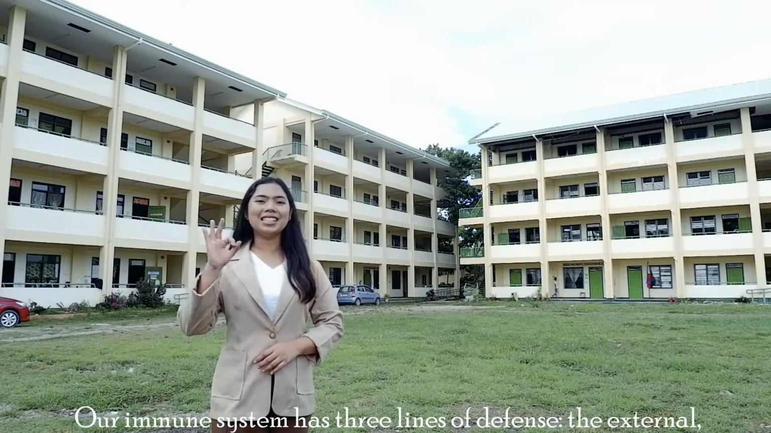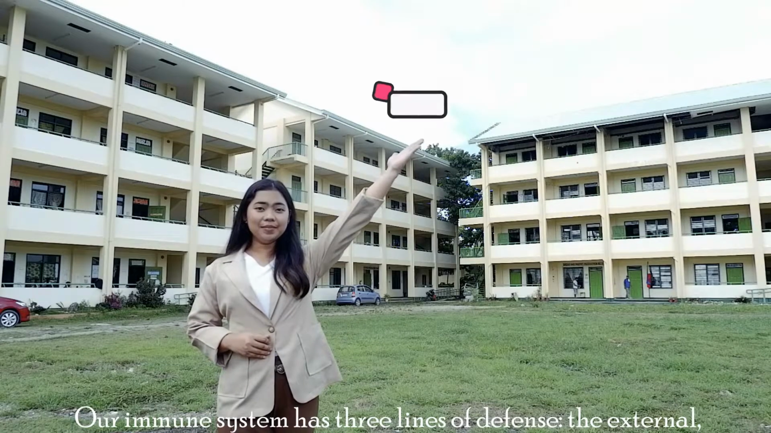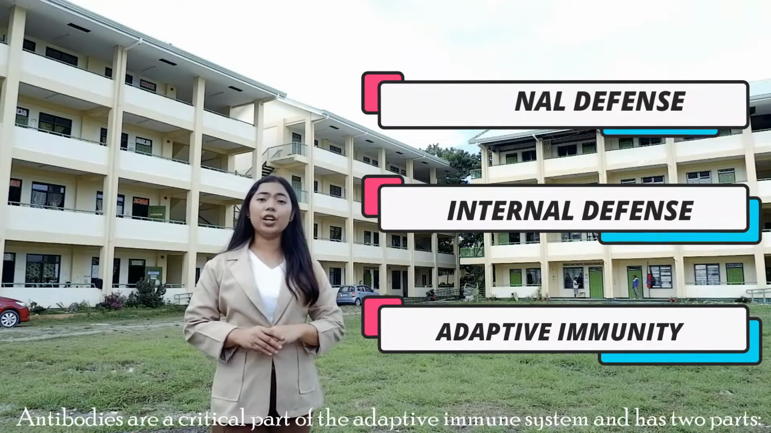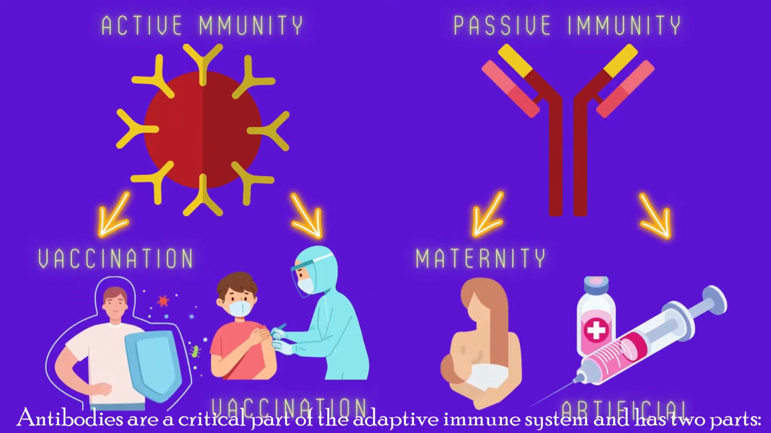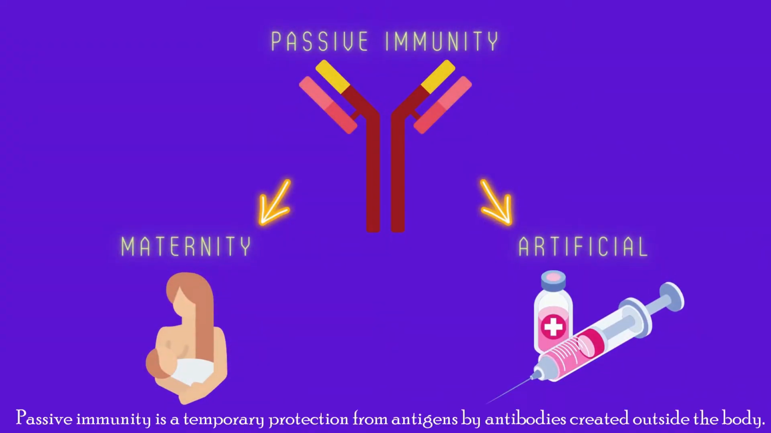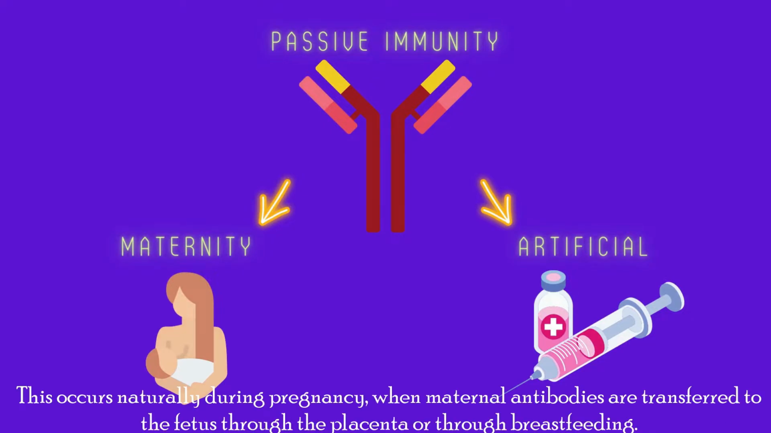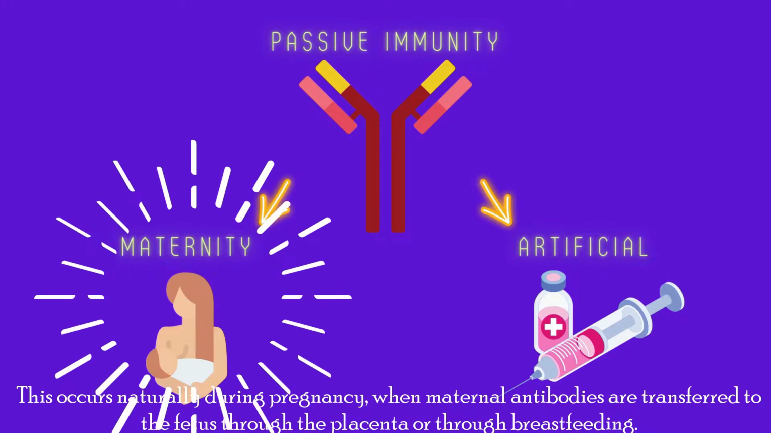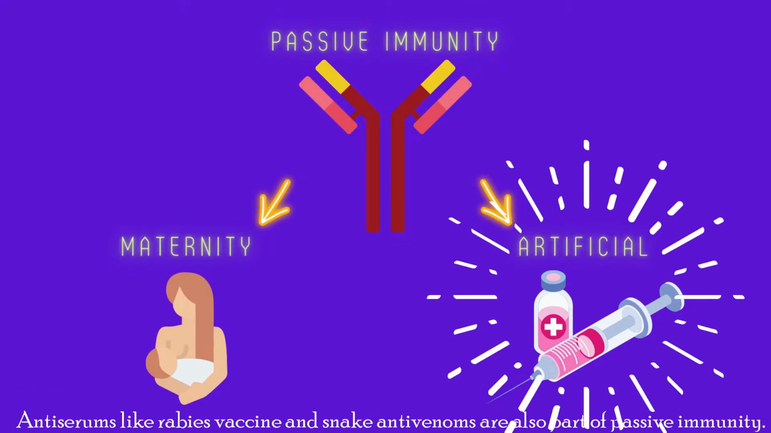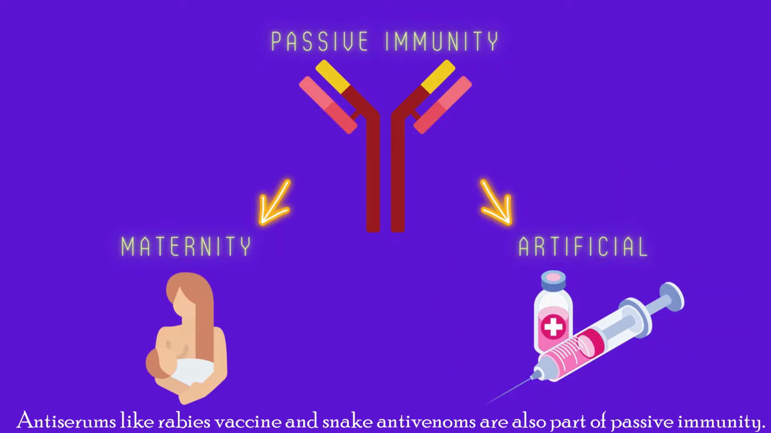Our immune system has three lines of defense: the external, the internal, and the adaptive immunity. Antibodies are a critical part of the adaptive immune system and have two parts, the passive and active immunity. Passive immunity is a temporary protection from antigens by antibodies created outside the body. This occurs naturally during pregnancy when maternal antibodies are transferred to the fetus through the placenta or through breastfeeding. Antiserums, like rabies vaccine and snake antivenoms, are also part of passive immunity.